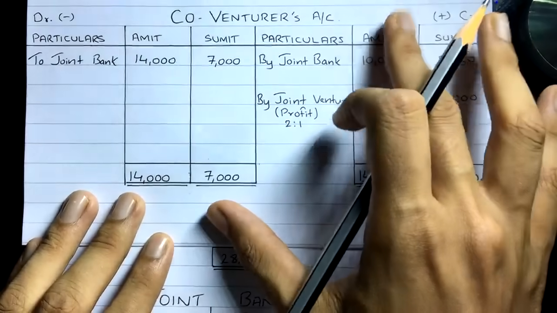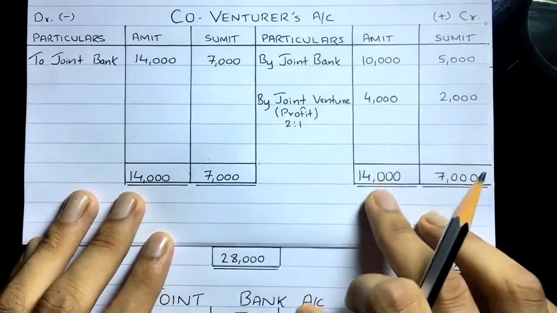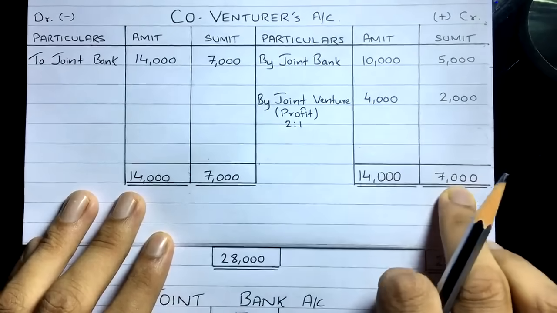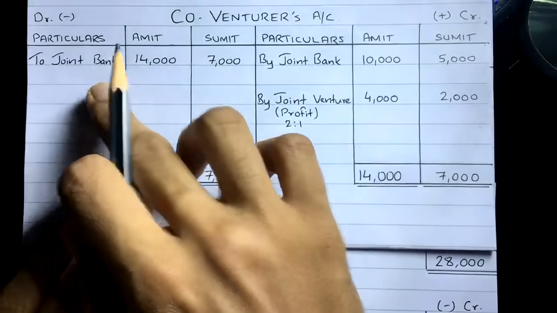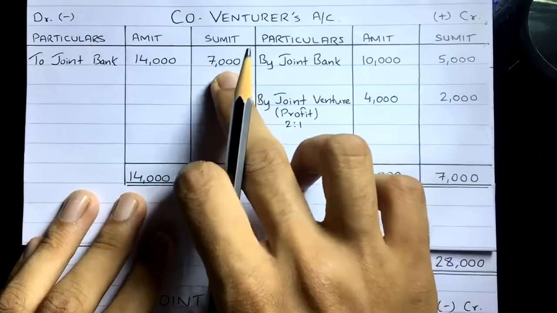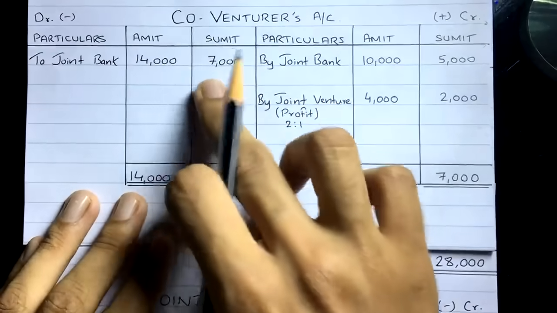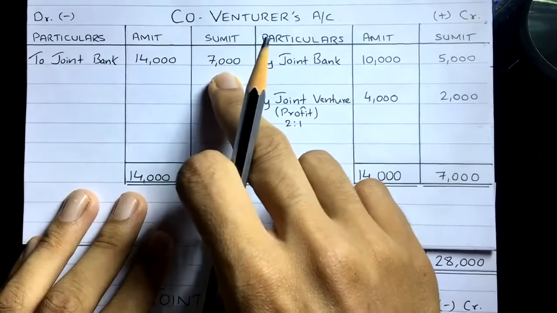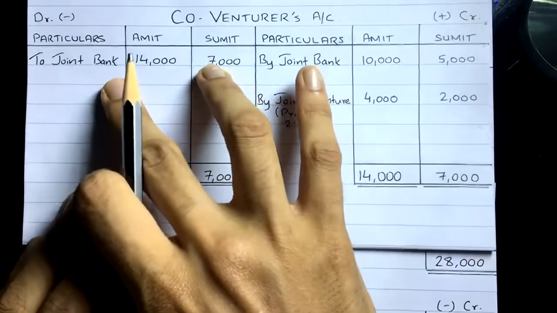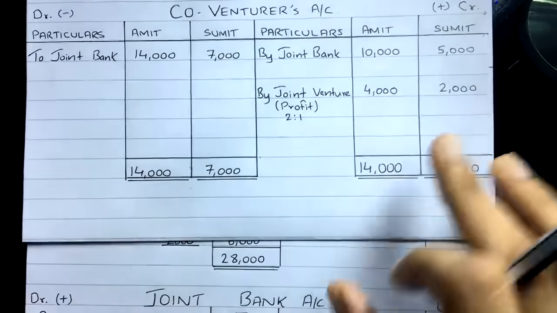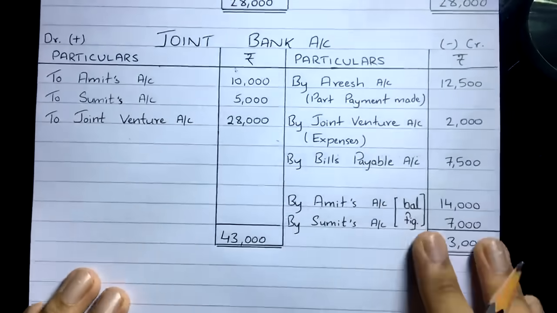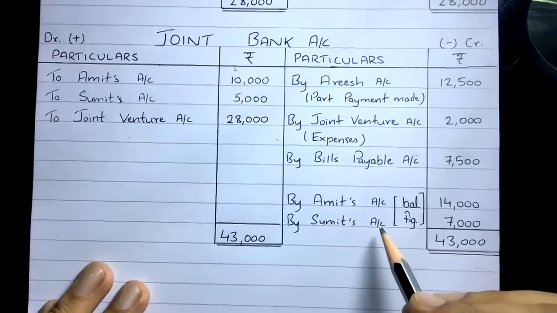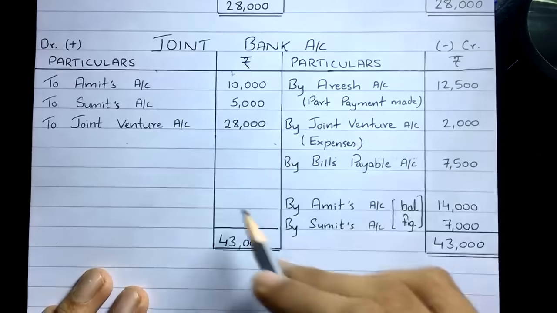And then you also need to balance this account. So you will take 14,000. See here, 10,000 plus 4,000 is 14,000, and 5,000 plus 2,000 is 7,000. Then you take it over here, the balancing figure, to joint bank account 14,000 and 7,000. This is the balancing figure. So 14,000 and 7,000 will be the balance, and then this balance will immediately go to the bank account. In the bank account you take it over here by Amit's account balancing figure and by Sumit's account balancing figure. See, at last this joint bank account will get tallied.